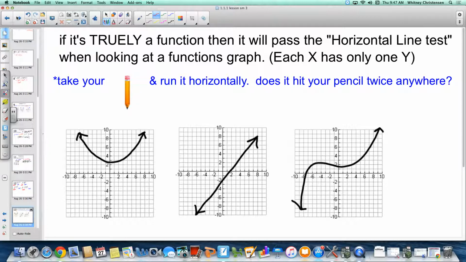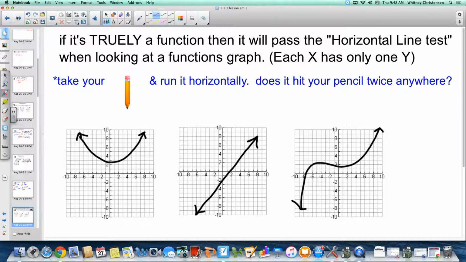If this is my pencil, I wish it was bigger. Maybe I should get a bigger one. And I take it and I run it across. Does it ever hit on up and down? Does it ever hit my pencil twice in the same spot? Yes. Where? No. So look, it's going.